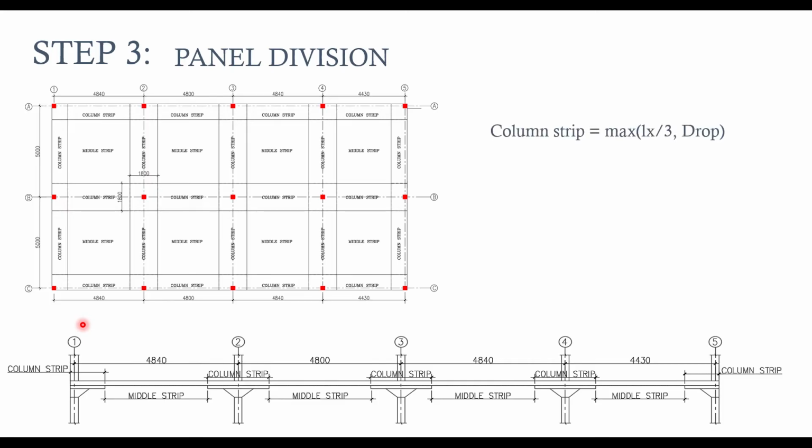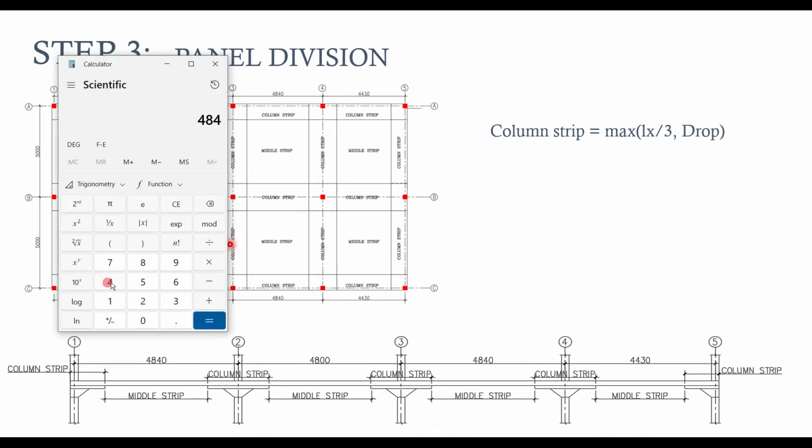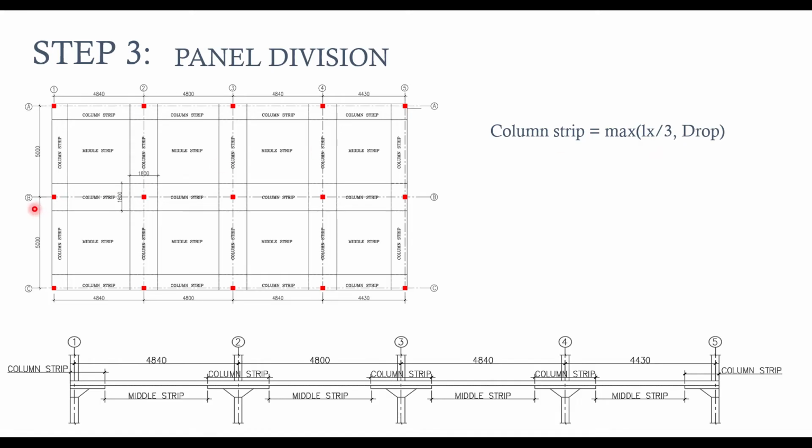As mentioned, the column strip is the maximum of LX/3 and your drop panel. Since we are designing panel 3, our LX is 4.48. If you calculate 4.48/3, you are going to have 1.6, which is less than the drop, because the size of the drop is 1.8 by 1.8. Because of that, we are going to use our drop as our column strip. You can see this diagram.